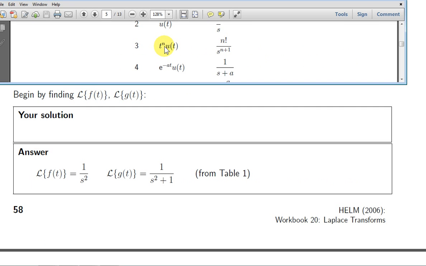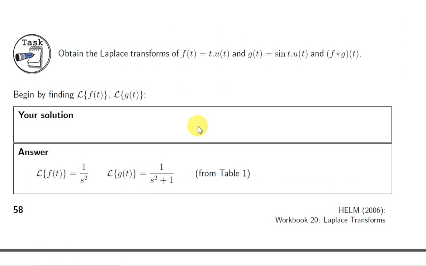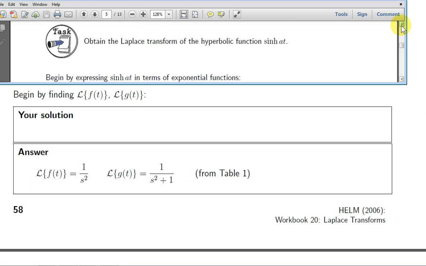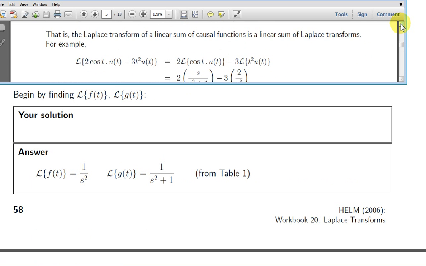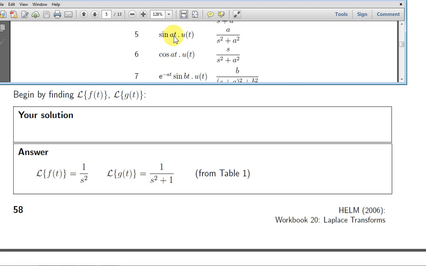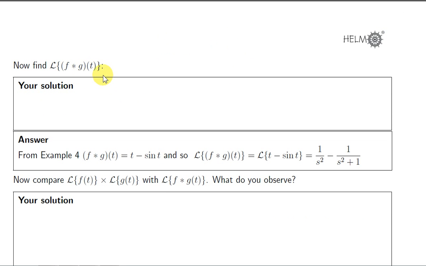So f of t is equal to t, so we use this rule here from the table with n equal to 1. So t to the power of 1 is t, and we'll have 1 factorial, which is 1 over s to the power of 1 plus 1, so we get 1 over s squared. As for g of t, well, that's sine of t, so we just look that up here. So there's the sine of t, so the coefficient of t is 1, so we have 1 over s squared plus 1 squared.